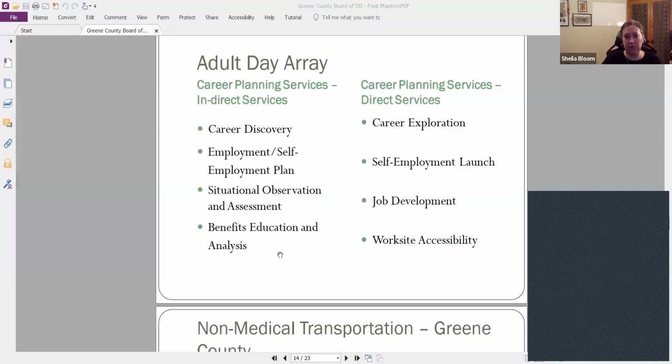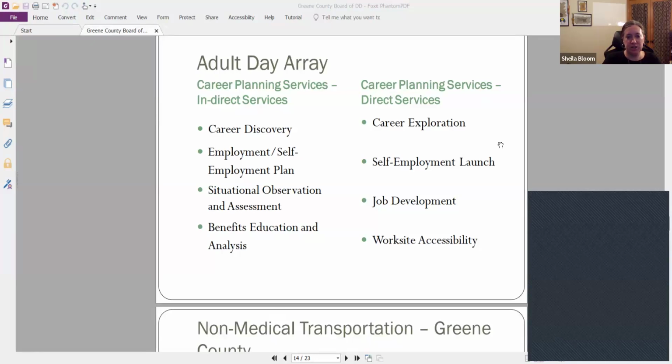So obviously we don't want to work somebody out of their benefits, but we want to maintain that healthy balance between being able to have employment and still maintaining those benefits that they may need to keep the supports and services in place that they have.